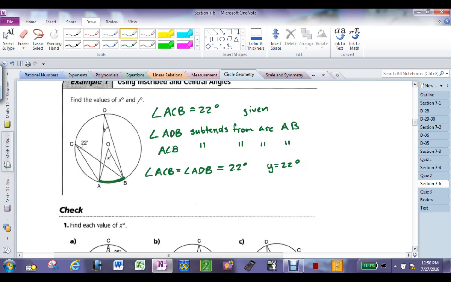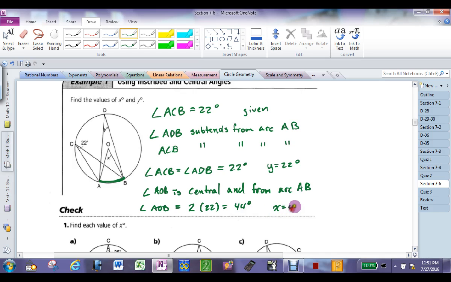Cool? Now, what do you notice about angle AOB? It is central, and from arc AB, which means what? That angle AOB must equal 2 times 22, which is what? 44 degrees, so x must equal 44. Can everybody do this? Yes.